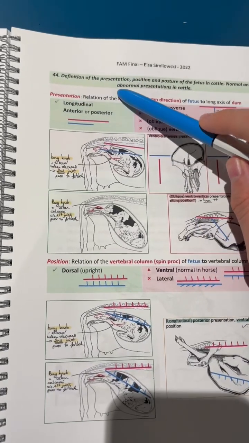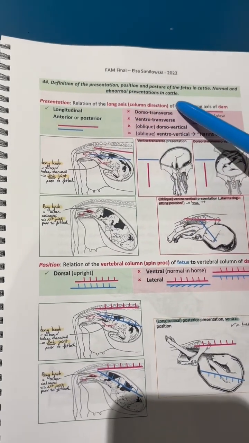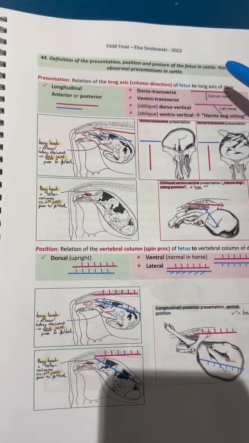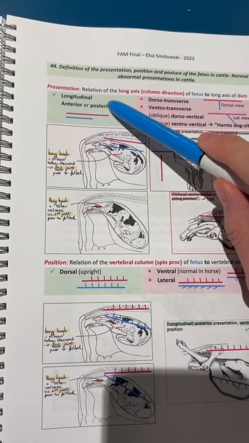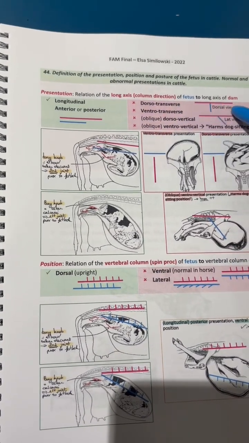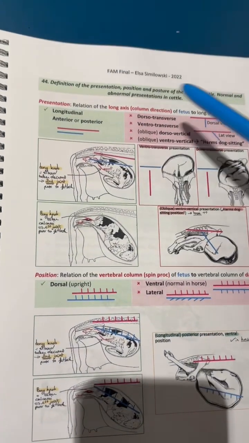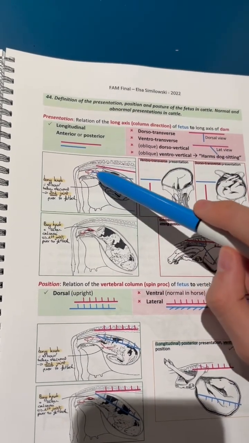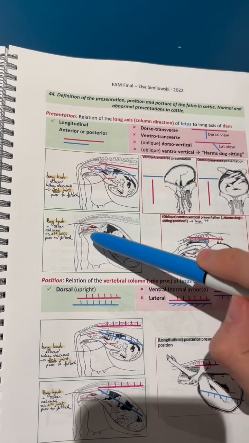The definition of presentation, position and posture of the fetus in cattle, normal and abnormal presentations in cattle. The presentation is the relation of the long axis, so the column direction of the fetus, to the long axis of the dam. The good presentations are longitudinal, anterior or posterior. Anterior is when the face is heading out, and posterior is when the feet are heading out.